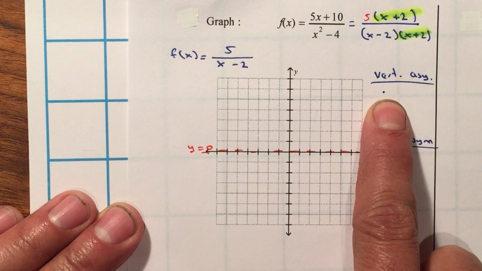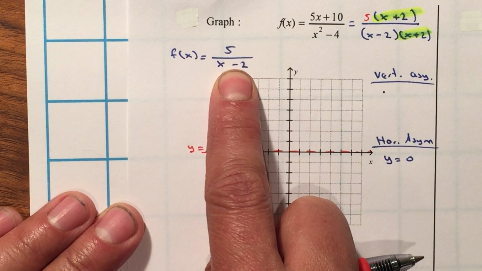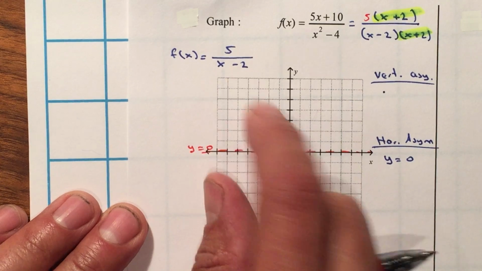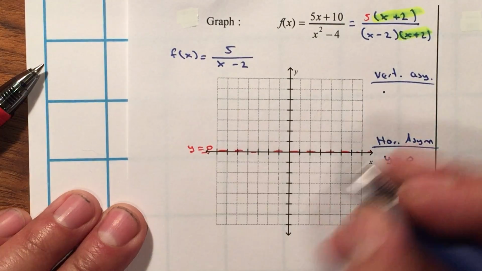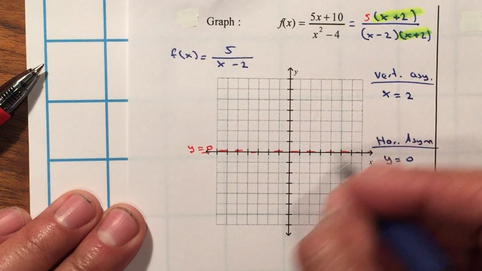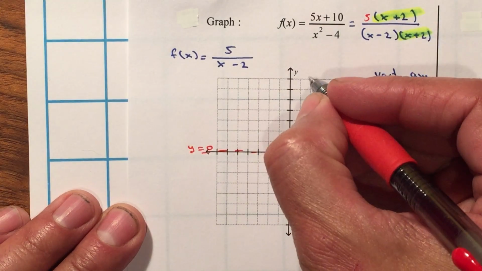Our vertical asymptote is determined by your denominator. Your denominator cannot be 0, so what value of x will give you 0? When x is equal to positive 2. So we're going to have a vertical asymptote at x equals 2.